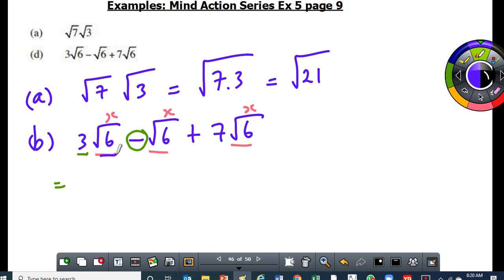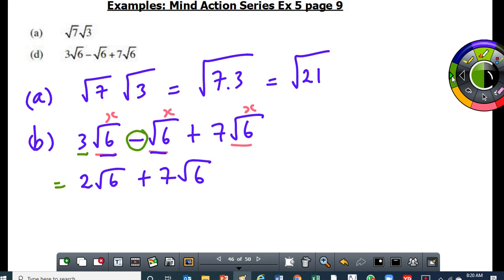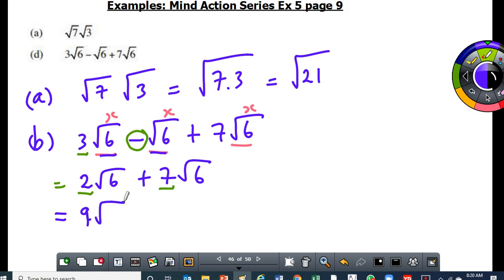But because I've got this square root of 6, it becomes 2 square root of 6 plus 7 square root of 6. Okay? Then here, all I have to do now is just add this 2 and that 7. If I add those 2, I'll get a 9. Okay, and then I'll put my square root of 6. Remember, the square root of 6 is like your x from algebra. Okay, so the way you add and subtract algebraic terms is similar to how you do it with surds.